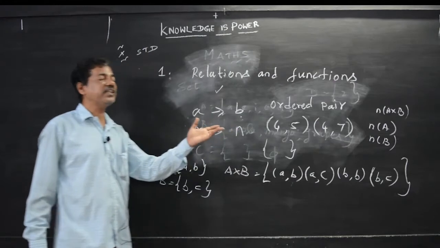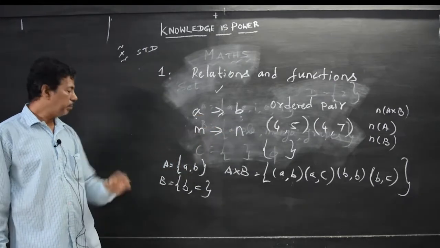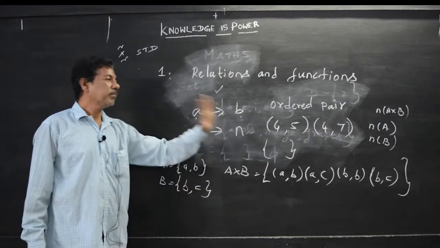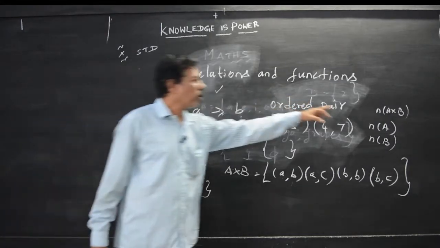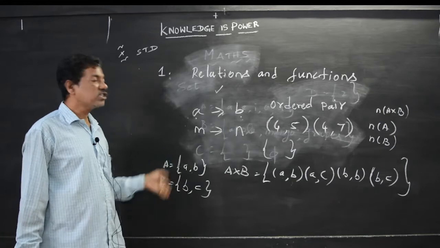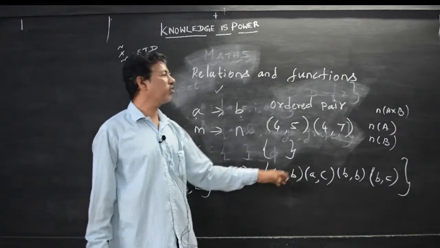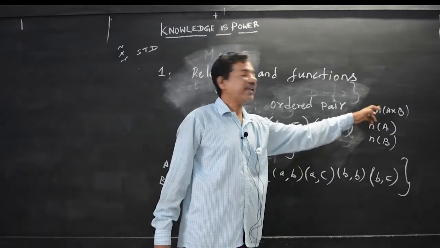How many elements are in set A? How many elements are in set B? There are 2 elements in set A and 2 elements in set B. But if the question asks for the number of elements in A cross B, we cannot simply tell from this. So you have to calculate it, then find out n of A cross B.